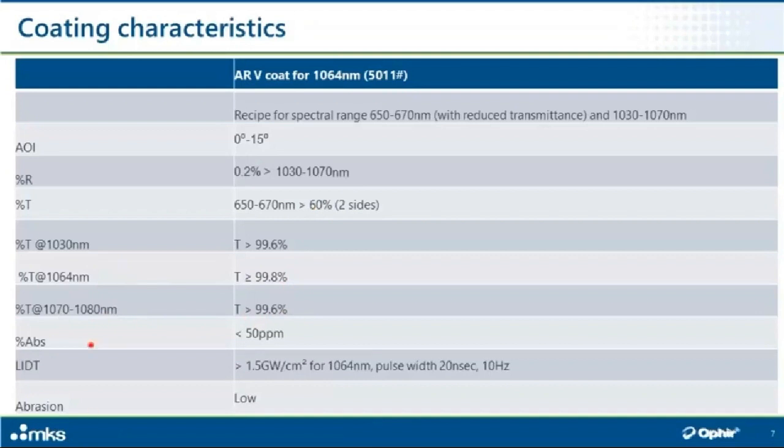The absorption of this coating is below 50 ppm. ppm is parts per million. So this amount of absorption is very, very small, but still it is required due to the high power levels of the laser beam. LIDT of this coating is 1.5 gigawatts per square centimeter for 1064 nanometers, pulse width 20 nanoseconds.